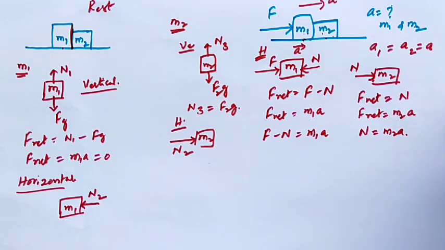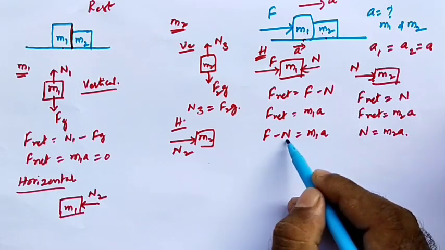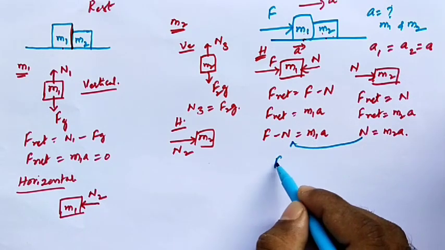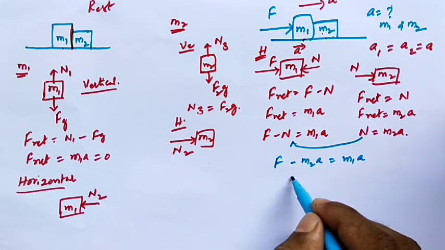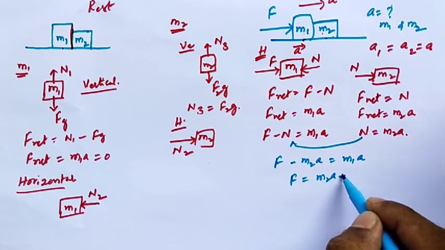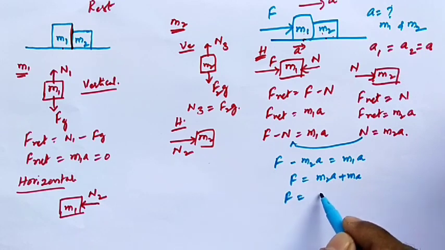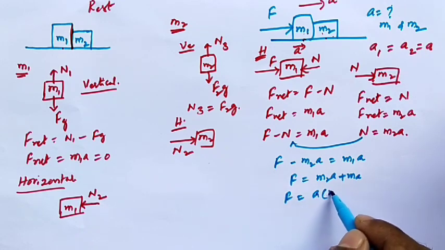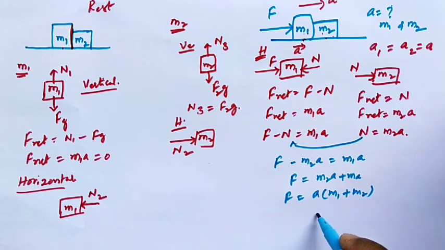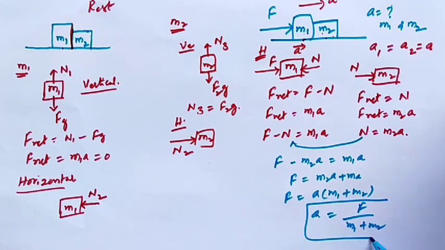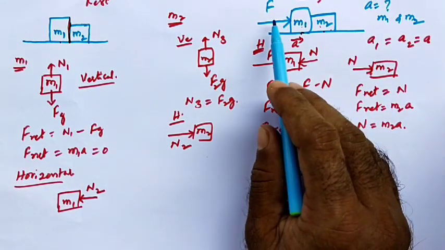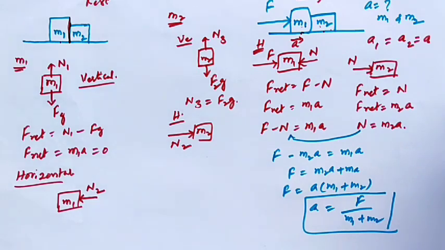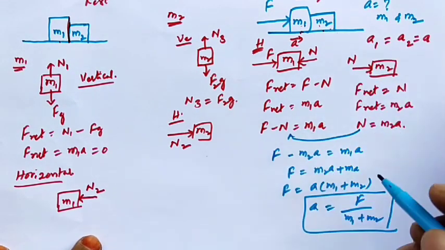Understood? Right, now you substitute this N value here. In this equation, then, F minus m2a is equal to m1a. So on that side, F is equal to m2a plus m1a. If you simplify that, you will get F is equal to a times (m1 plus m2), or the acceleration is equal to F by (m1 plus m2). Then the acceleration of each body is equal to the net applied force divided by the total mass of the system. Understood? This is a very important relation.